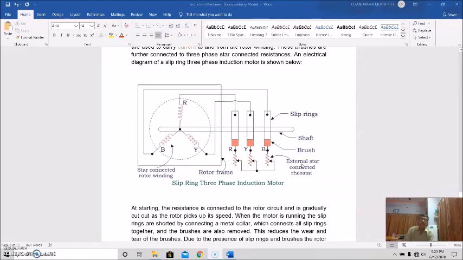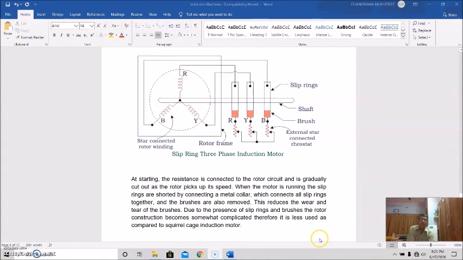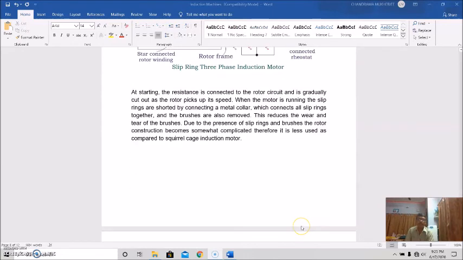At starting, the resistance is connected to the rotor circuit and gradually cut out as the rotor picks up its speed. When the motor is running, the slip rings are shorted by connecting a metal collar which connects all slip rings together, and the brushes are also removed. This reduces the wear and tear of the brushes. Due to the presence of slip rings and brushes, the rotor construction becomes somewhat complicated, and therefore it is less used as compared to the squirrel cage induction motor.